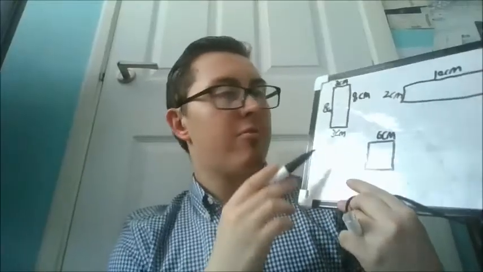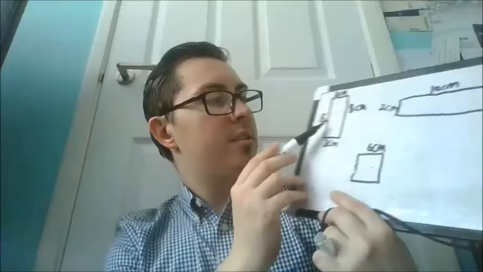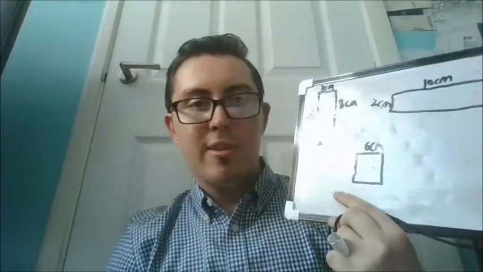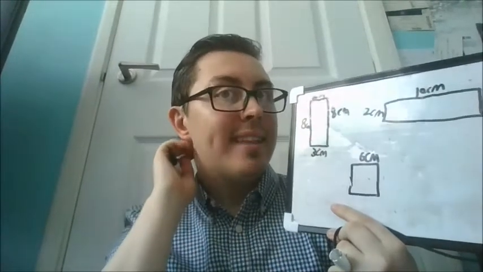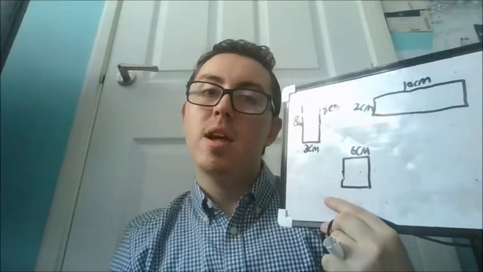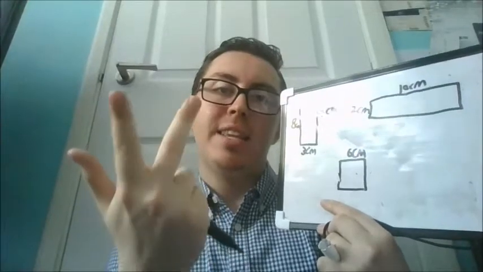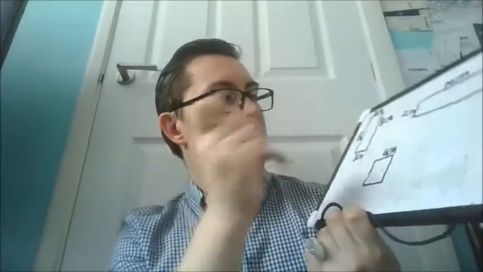We have 3 and 3, we have 8 and 8. So let's add them up. So we've got 8 centimeters plus 8 centimeters is 16 centimeters, and we have 3 and 3. 3 and 3 is 6, so we have 16 add 6. What's 16 add 6? The answer is 22. So 16, 17, 18, 19, 20, 21, 22. So the answer here is 22 centimeters.